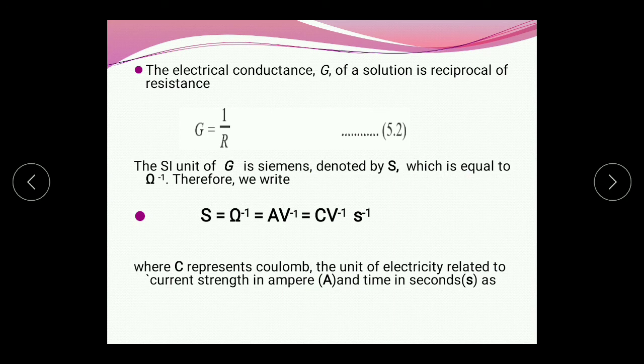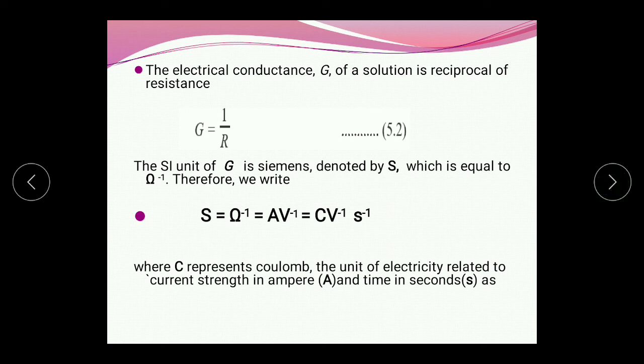So Coulomb is the unit of electricity. What do we say? C equals A into s. Current flowed for this much time is Coulomb. So the unit of electricity, Coulomb, is related to current strength in ampere and time in seconds. Thus, this is the formula for S. Siemens equals per omega. That means A into V raised to minus 1 equals Coulomb per second per volt, we can say. Understood? So this is about conductance G.